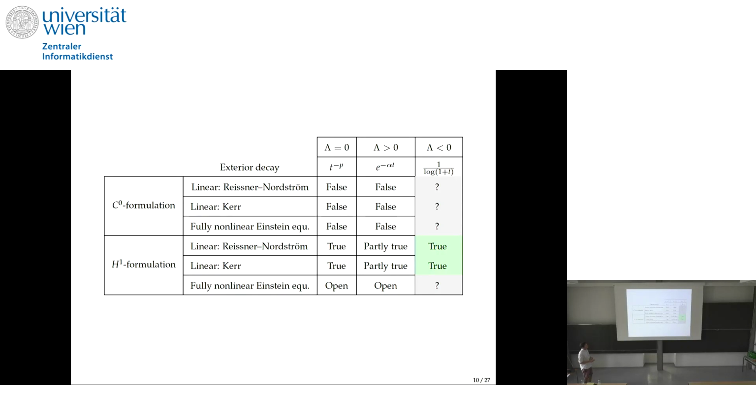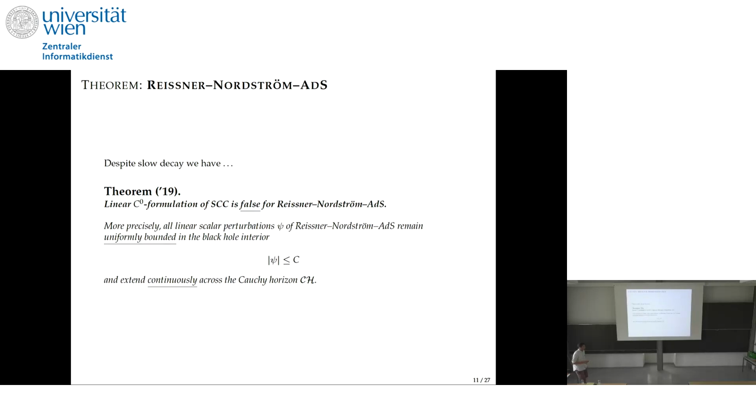So this gives us this. So that's happy. So what about this? That was the attractive possibility. Maybe that's even true in this case. So for Reissner-Nordström AdS, despite only this 1 over log decay, very naive back-of-the-envelope computations may even suggest that you should blow up in L infinity in amplitude.